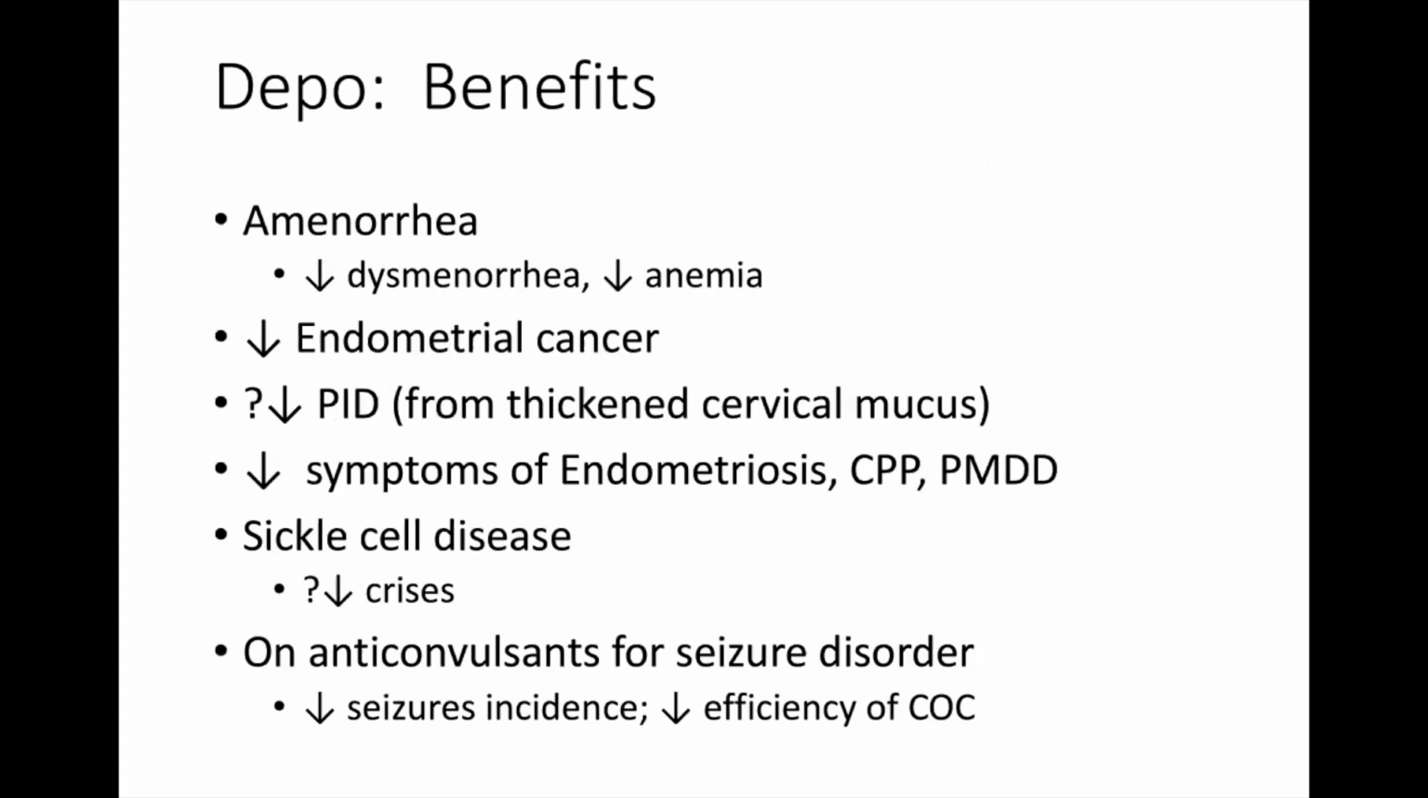What are the Depo benefits? So it can cause amenorrhea, so decrease dysmenorrhea and decrease anemia, decreases endometrial cancer, decreases the risk of PID. Some studies showed that when there's thickening in the cervical mucus, this could lead to decreased PID incidence. It decreases the symptoms of endometriosis, decreases the crises of sickle cell disease, and as we said, decreases the incidence of seizures.